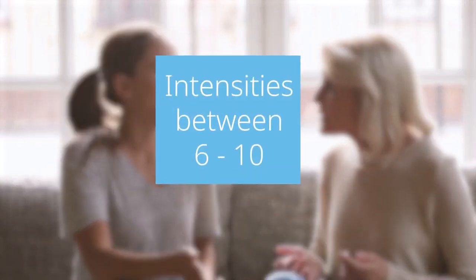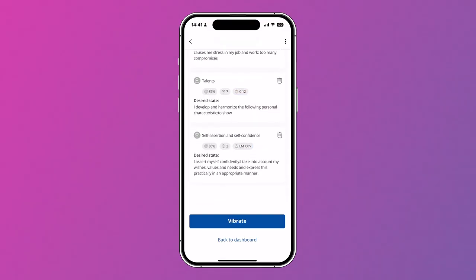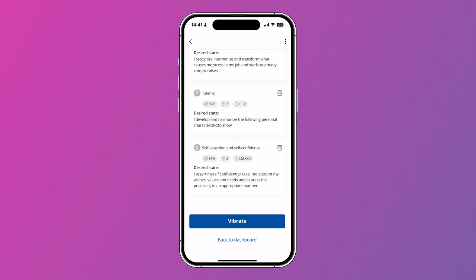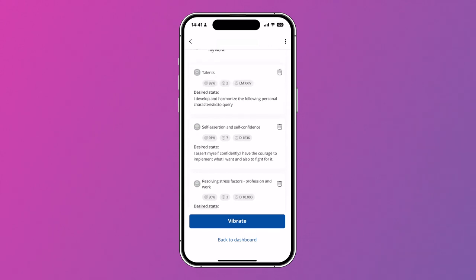As a simple interpretive guide in order to get you started, you should mainly consider intensities between 6 and 10. Potency indicates whether the significance of a topic lies in the foreground or in the background, or whether the issue is a cause or an effect. This overview should help you to understand the classification more easily.